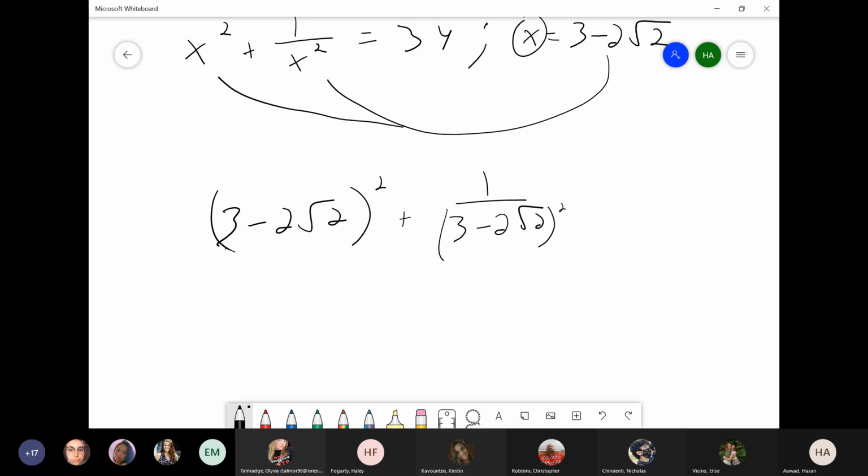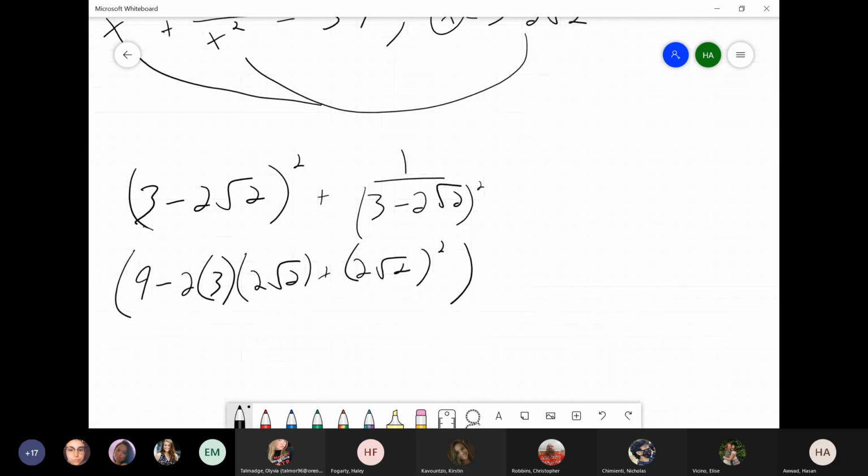We know that we're going to get a squared, which again means 3 squared, which gives us 9. We're going to have minus 2 times a times b, right? So minus 2 times a, which is 3, times b, which is 2 square root of 2. And then we're going to have b squared, and b is 2 square root of 2. So we're going to have over here 2 square root of 2 squared. And that's all just coming from our template.